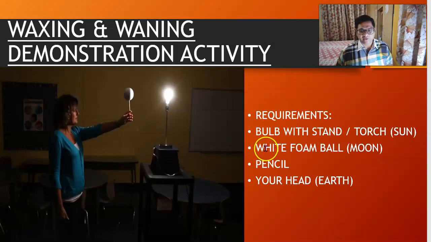Then secondly, you require a white foam ball. You can see this lady, she's holding a white foam ball, and you can put it on a pencil. You can poke it on a pencil and hold it. And thirdly, you require yourself, that is your head. So you require three things. Your head will serve as the earth, that is yourself. The foam ball is the moon, and this bulb or torch will serve as the sun. Then you can perform this activity. I'll show you this video which you can do at home.